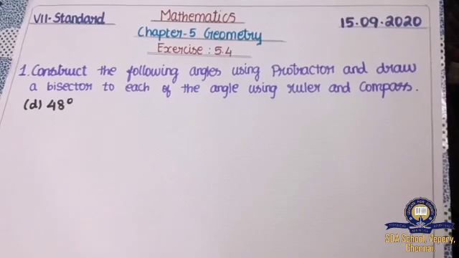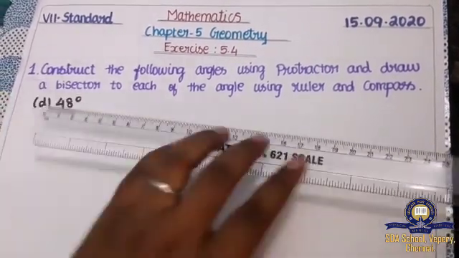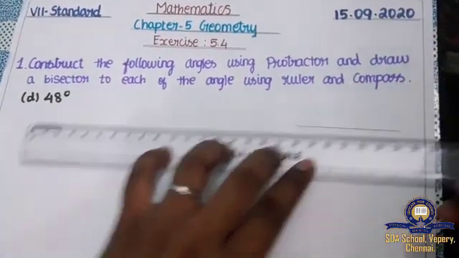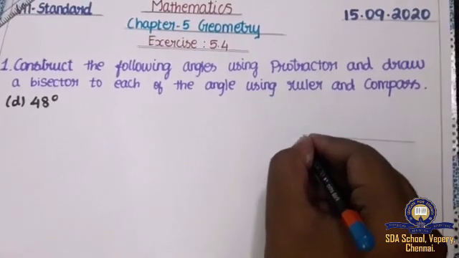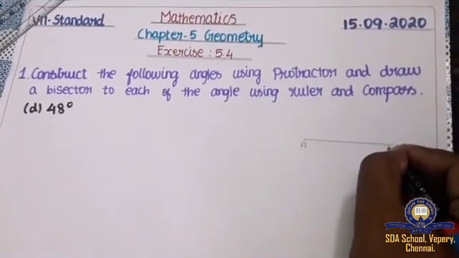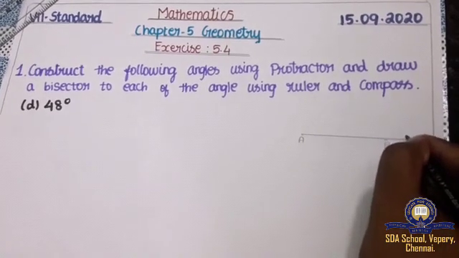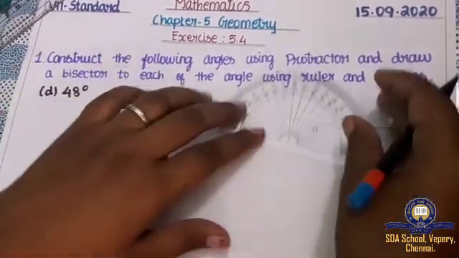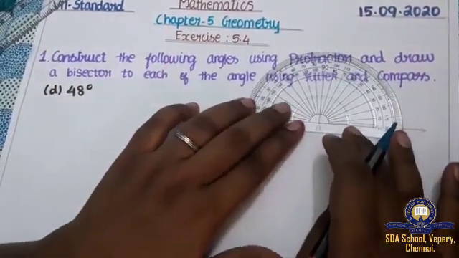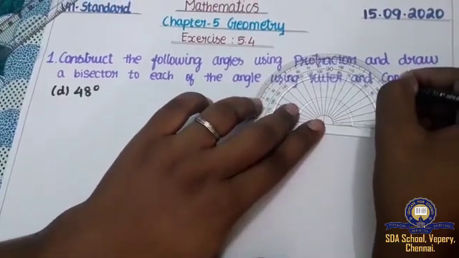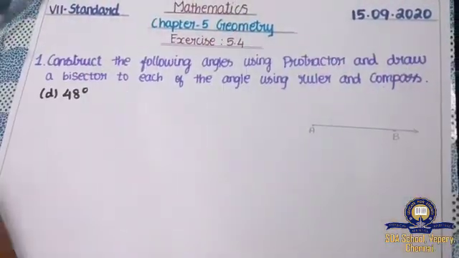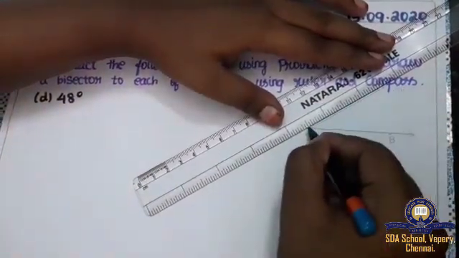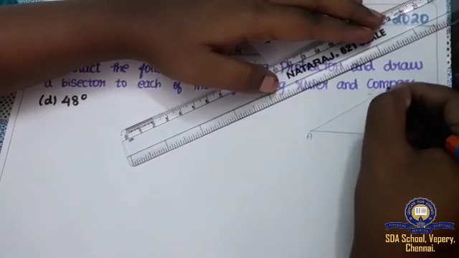So what is our first step? Our first step is to draw the rough diagram. So take the scale and draw the line, and mark one point as A and another point as B. Now what is the angle given here? They gave 48 degrees. So using the protractor, we can take 48 degrees. Here, for a rough diagram, we can take any point, and using the scale, join this point and mark the point as C.